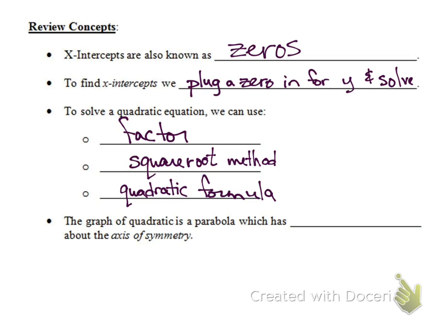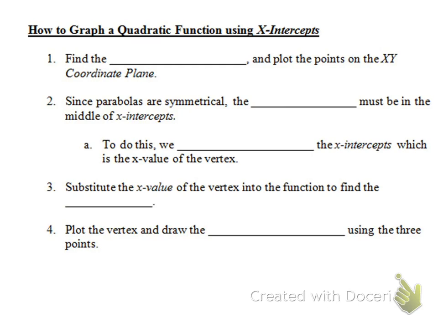The graph of a quadratic is a parabola, which has symmetry about the axis of symmetry, or reflection. How to graph a quadratic function using the x-intercepts: we're going to find the x-intercepts and plot them immediately. So find the zeros. Since parabolas are symmetrical, the axis of symmetry must be in the middle of them. So to do this, we could average the x-intercepts.